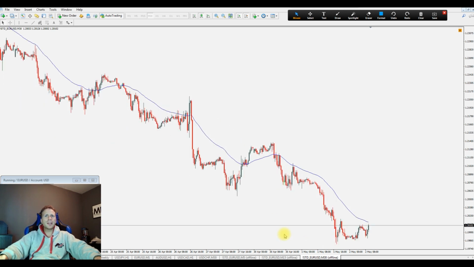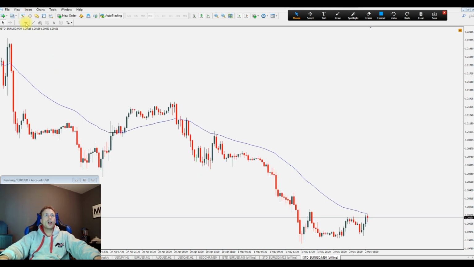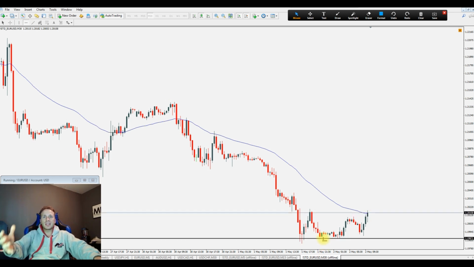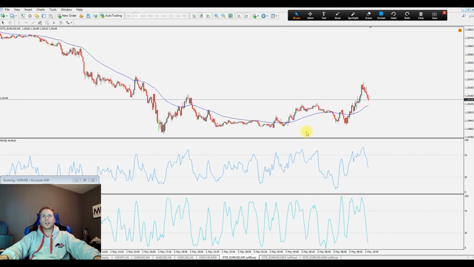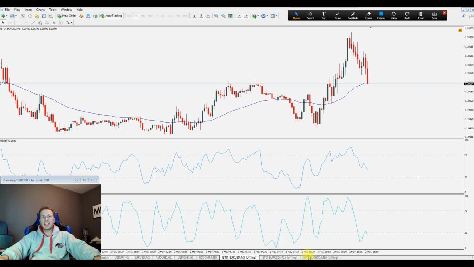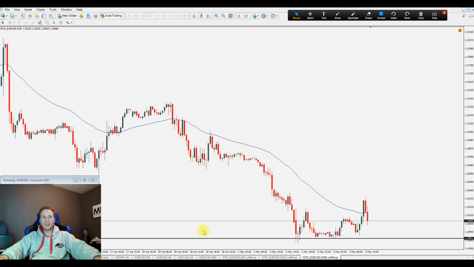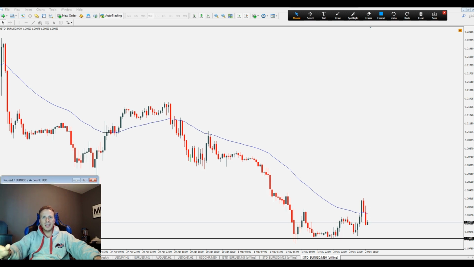Okay, now I can see we want to be drawing our support and resistance from this level. We can see I've got a nice support area here. Price has pulled up. I'm just flicking through time frames here to get an idea of what's happening. Okay, I'm going to pause it here.